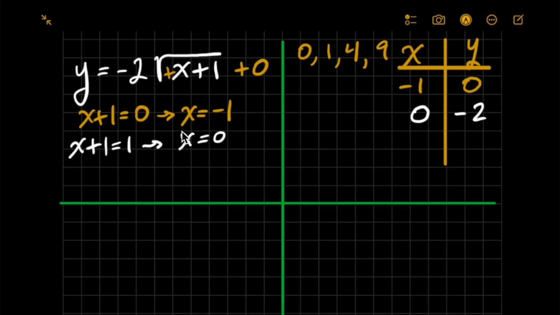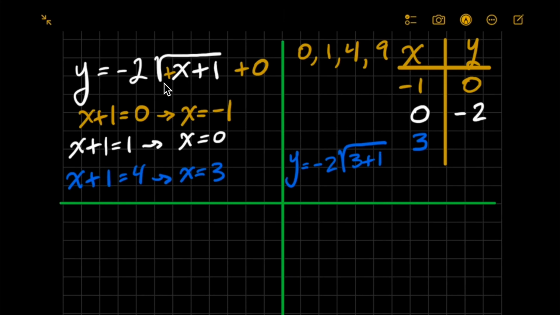We are now going to set the radicand equal to another perfect square, 4. When we subtract 1 from both sides, we're going to get x equals 3. We are now going to plug in 3 into our equation. We're going to get y equals negative 2 times the square root of 3 plus 1, which equals negative 2 times the square root of 4, which equals negative 2 times 2, which equals negative 4. Again, the whole idea is to get an easy square root. A perfect square root is a better way to say it.